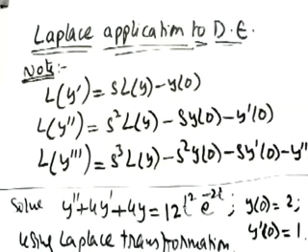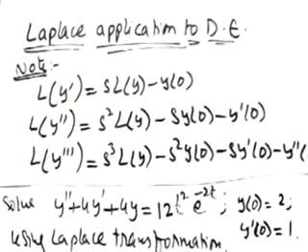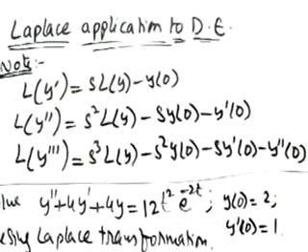Suppose we are getting Laplace of y dash. Its formula is s into Laplace of y minus y naught. Laplace of y double dash equals s squared into Laplace of y minus s into y naught minus y dash naught. Similarly, Laplace of y triple dash is s cube into Laplace of y minus s square y naught minus s y dash naught minus y double dash naught.